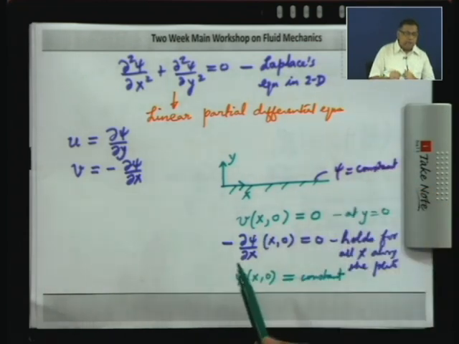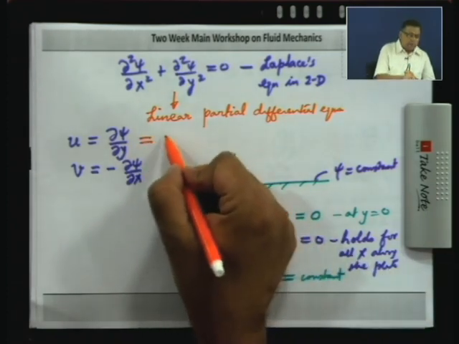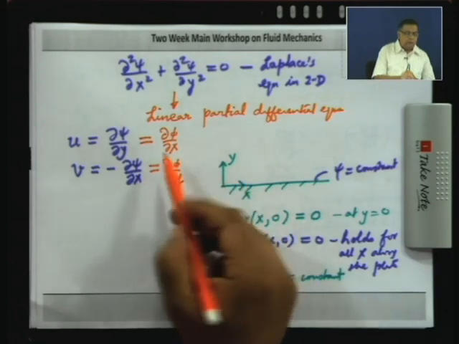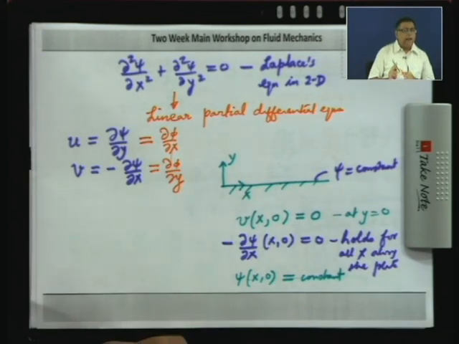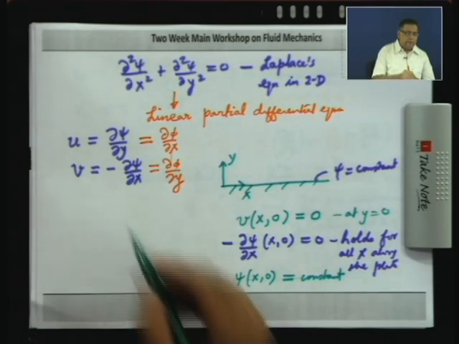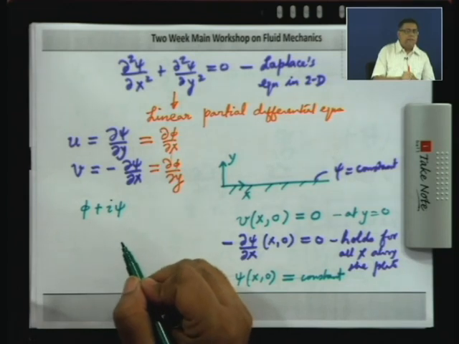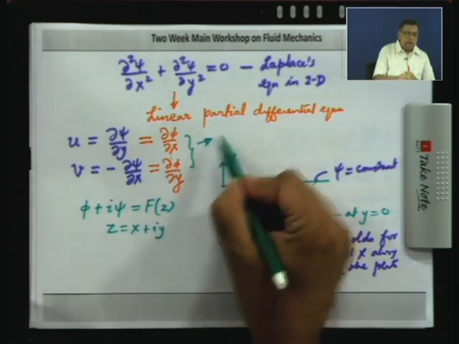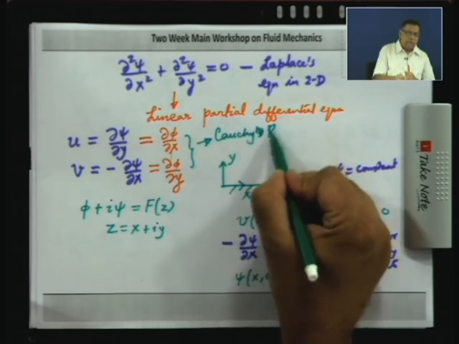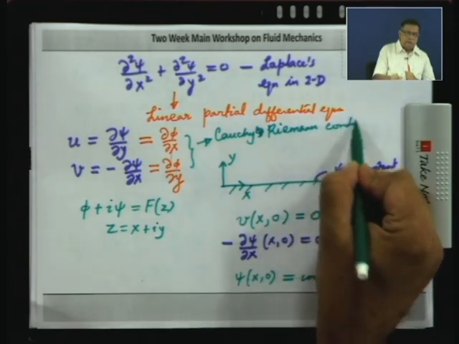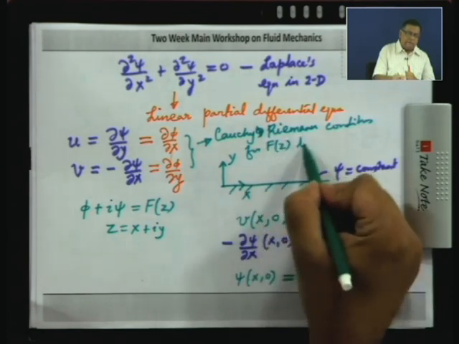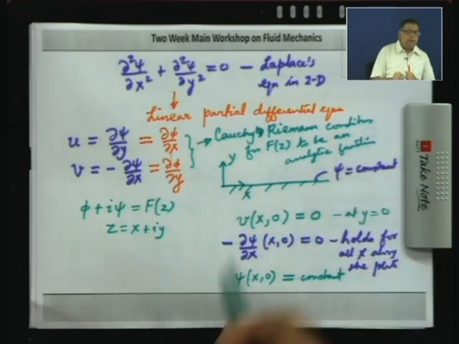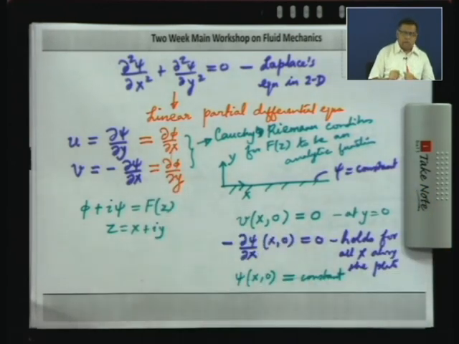Now, the same condition I can write in terms of the velocity potential. Your u I can write as del phi del x, and v we can write as del phi del y. So, these two equations give a relation between phi and psi, and if you have taken a course on complex variables, you can define a function which is phi plus i psi, and this function will be an analytic function of z, where z is x plus i y, and these equations are called the Cauchy-Riemann conditions. You will recognize this as the Cauchy-Riemann conditions for f of z to be an analytic function. Now, if you are not familiar with complex variable theory, you need not worry about this, because we do not need it for the rest of what we are going to do.